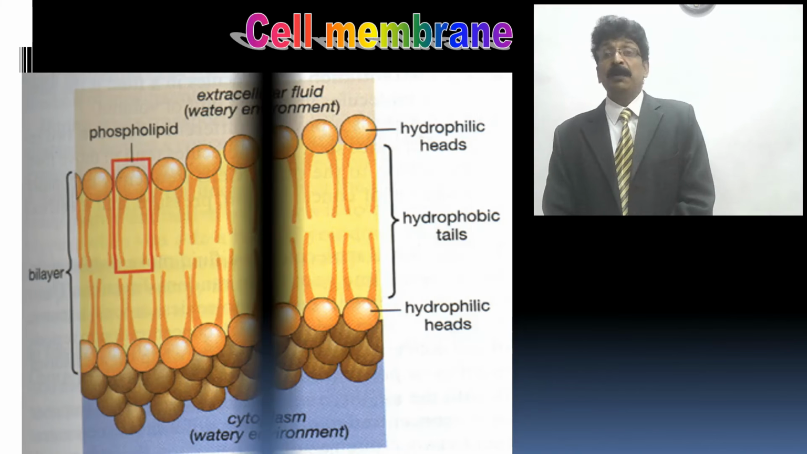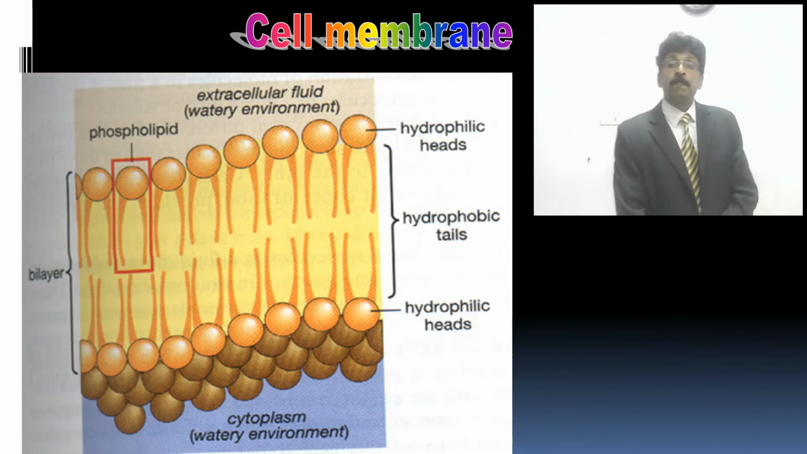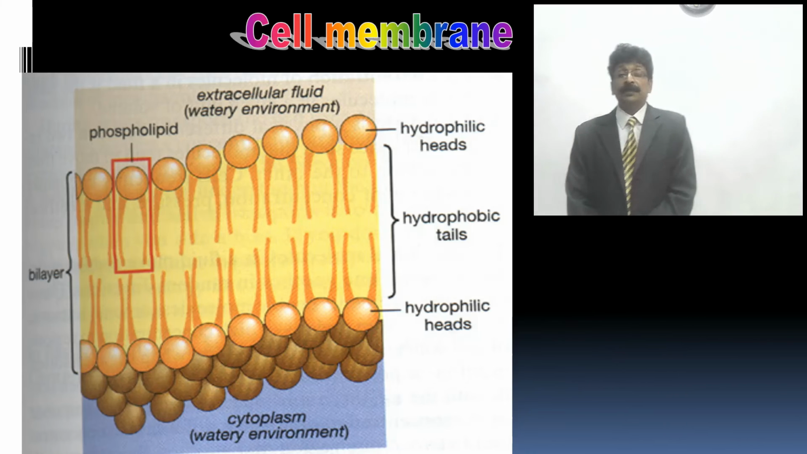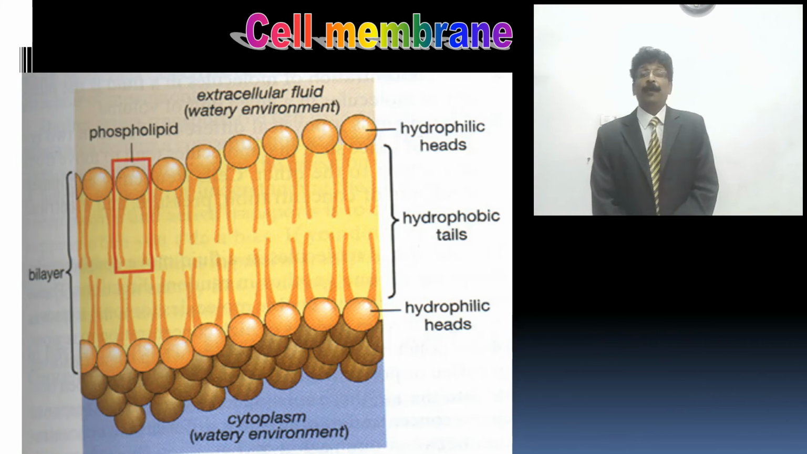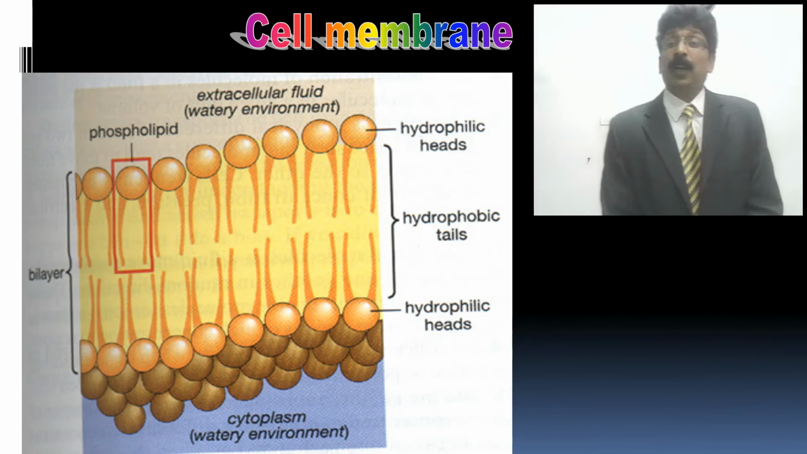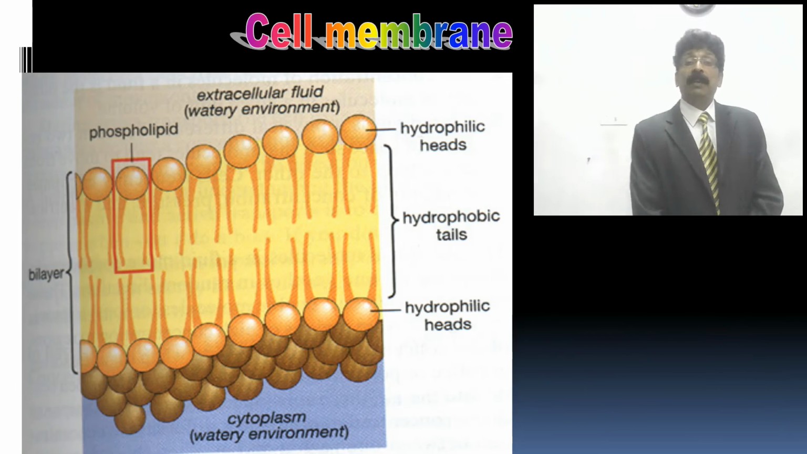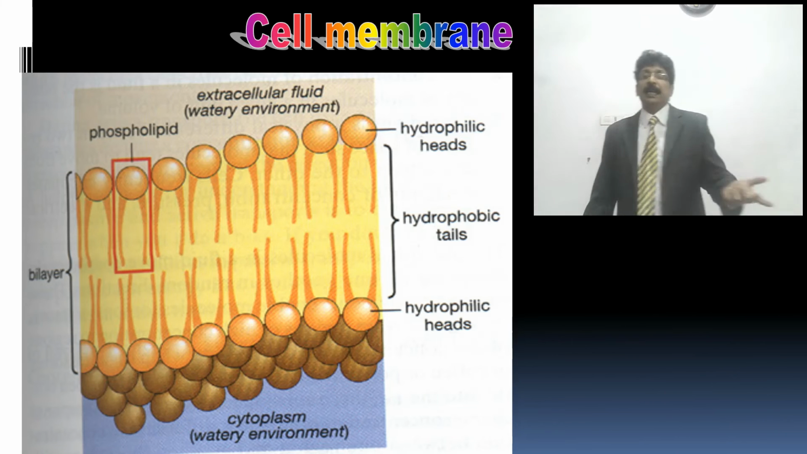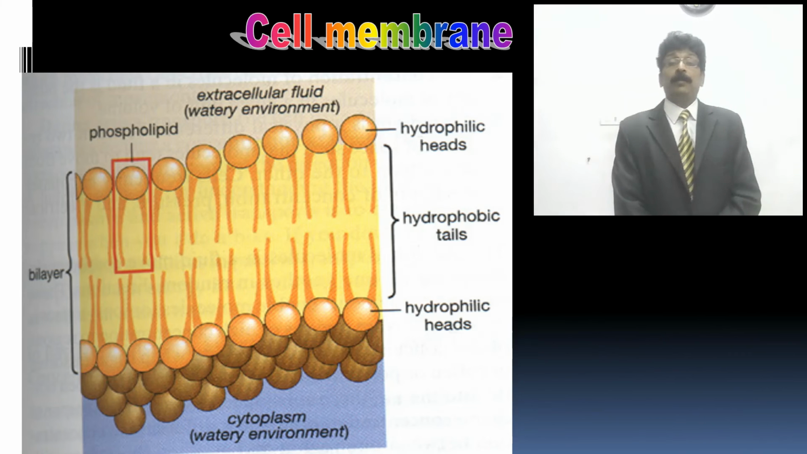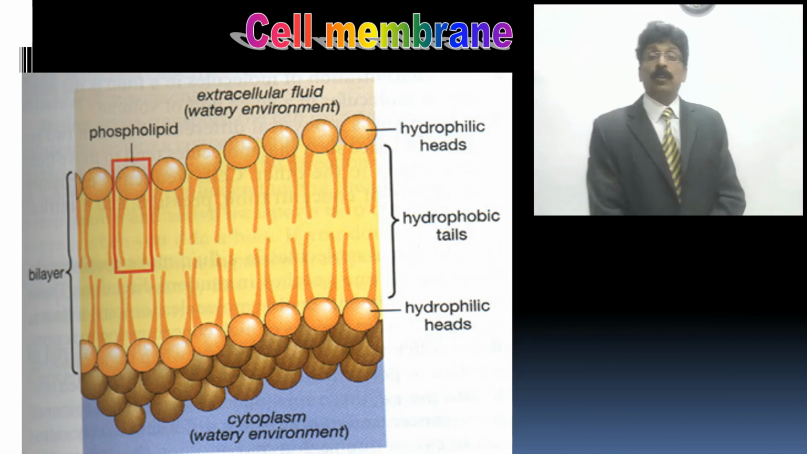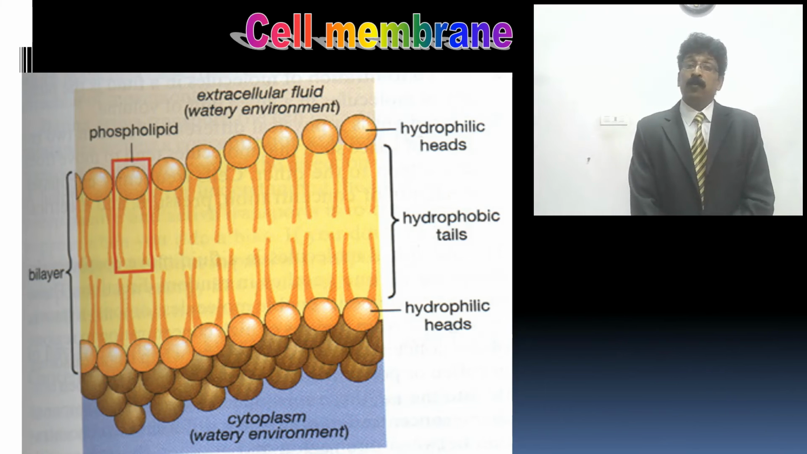So first, before that, you should know that in a cell membrane, we have these parts. The extracellular fluid, the water environment surrounding the tissue, will have the phospholipid with a head and a tail: the hydrophilic heads and the hydrophobic tails. In the bilayer, the tails face opposite sides while the heads, the hydrophilic heads, face the watery environment of the cytoplasm.